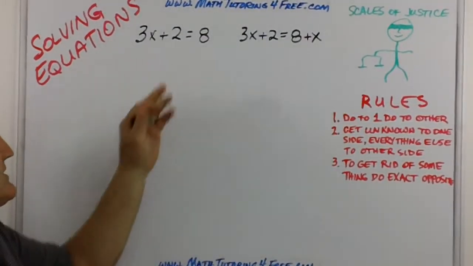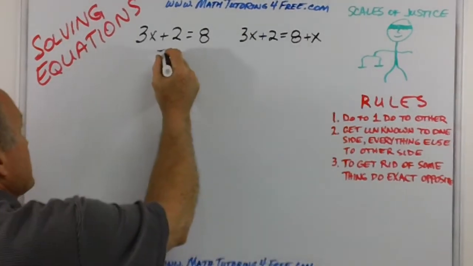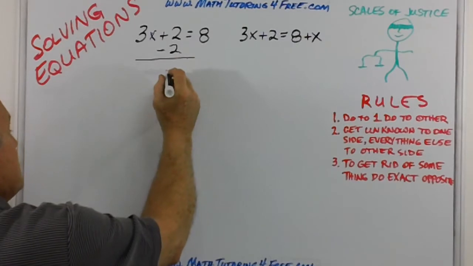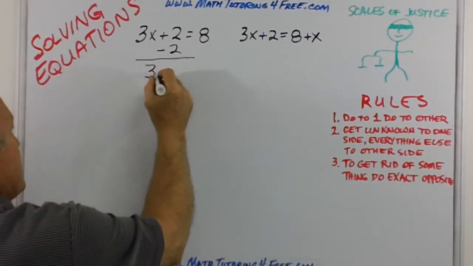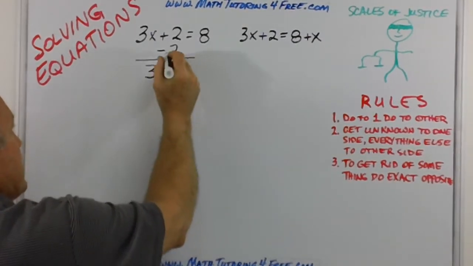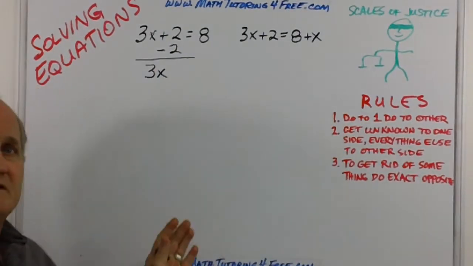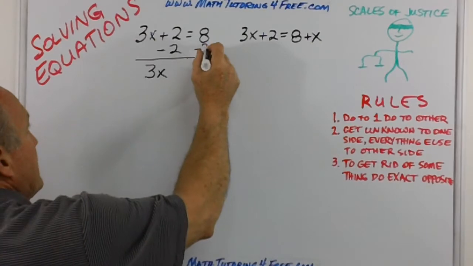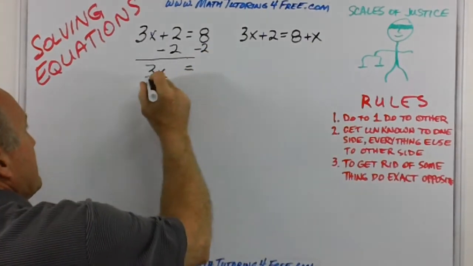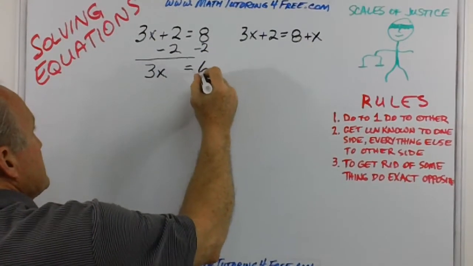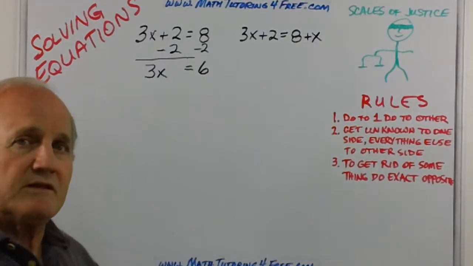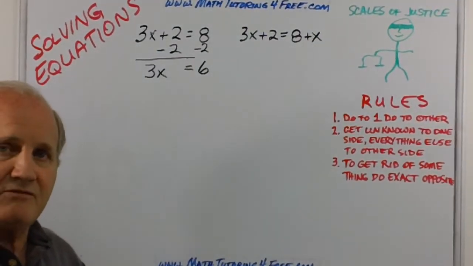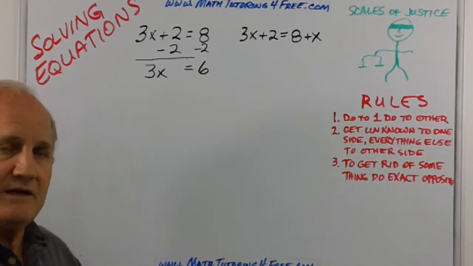If it's a plus 2, then I'm going to subtract 2 from this side, and when I do that, I end up with 0. So I'll just bring the 3x down. But if I subtracted 2 from the left side, I must also do that to the right side over here. So now we have 3x is equal to 6. Well, we don't want 3x, we want x by itself. So we have to get rid of the 3.